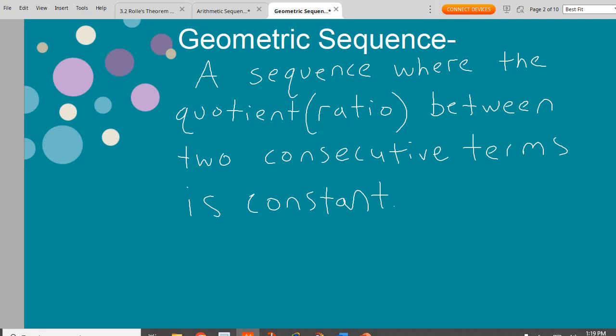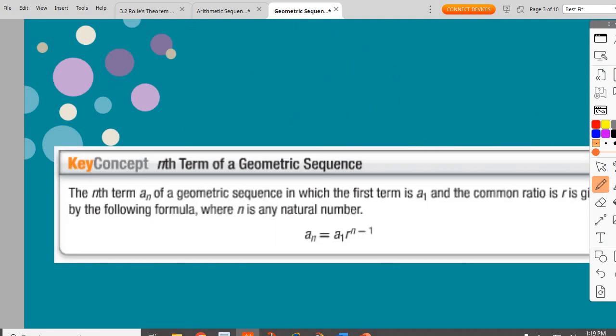Because this is a new type, it does have a new general equation. So here is our equation. It is a sub n equals a sub 1 times r to the n minus 1. Again, a sub 1 is our first term, r is that ratio, or whatever we're multiplying by each time, and n is whatever term it is that you're looking for. Also remember that you will have a note card on this quiz. However, we still probably want to write that down so that we have it.